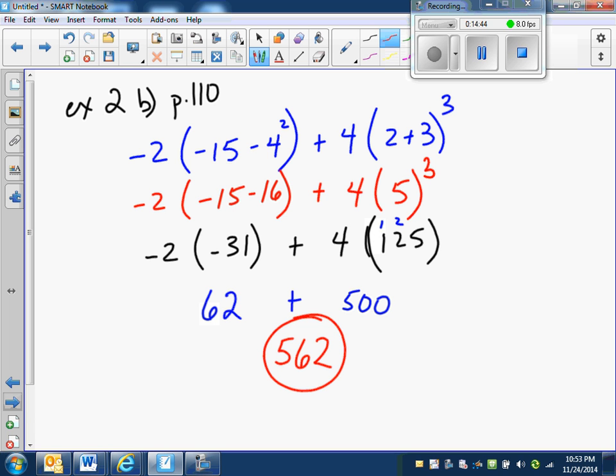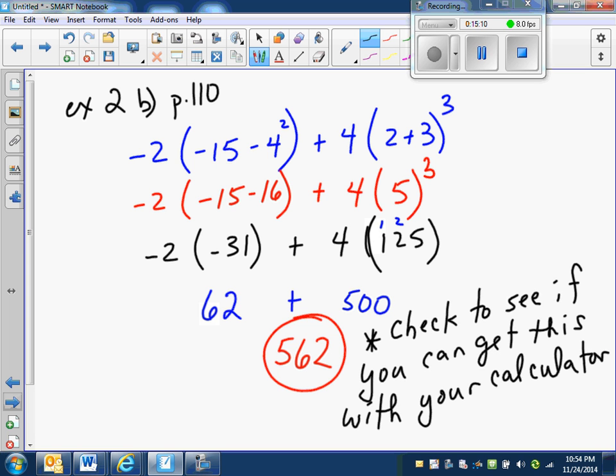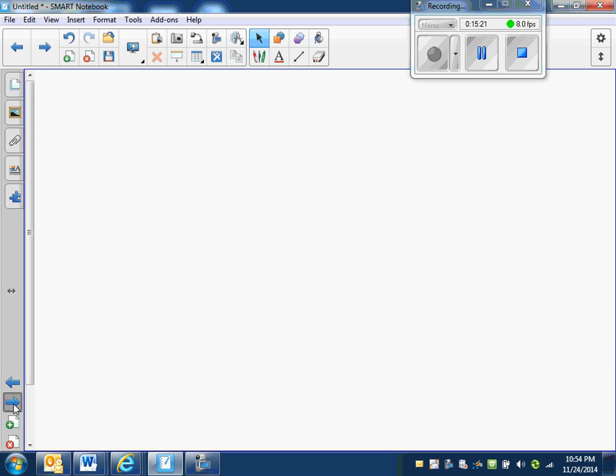And you should check to see if you can do this with a calculator again. Check to see if you can get this with your calculator. If you can't, I can meet with you in class, and I can help you figure out the buttons. Make sure you have an exponent button on your calculator.